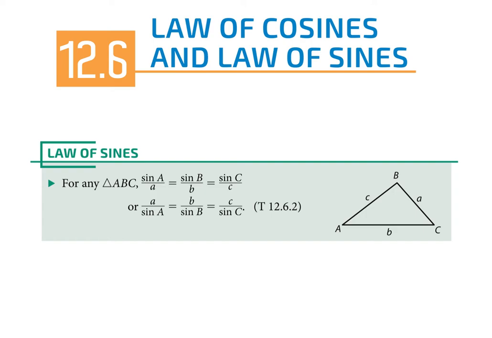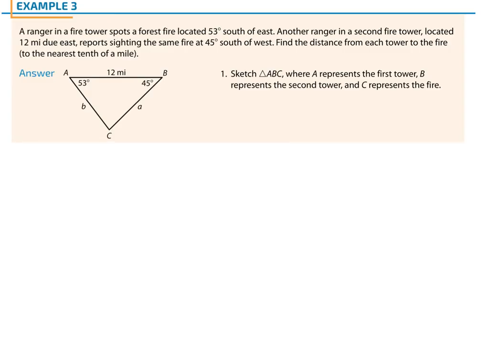All right? So let's look at the first example. They actually gave us an example with a word problem, but it has a picture, so we're going to do this one first. A ranger in a fire tower spots a forest fire located 53 degrees south of east. Another ranger located 12 miles due east reports sighting the same fire at 45 degrees. Find the distance from each fire to the tower.